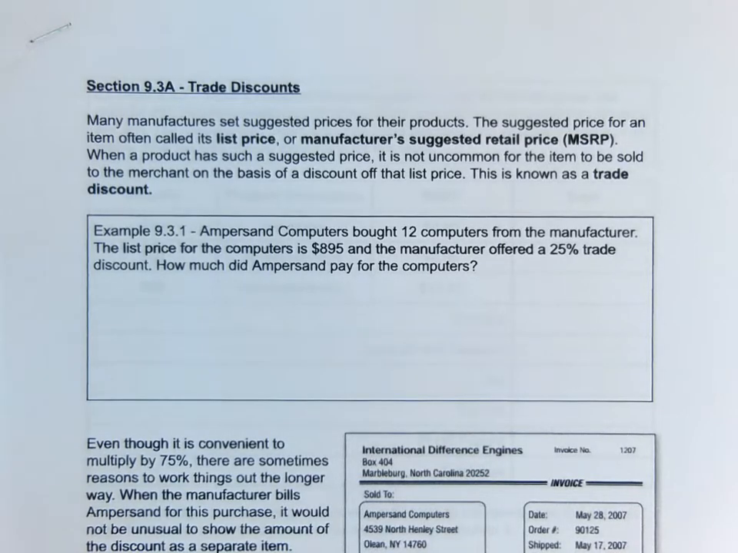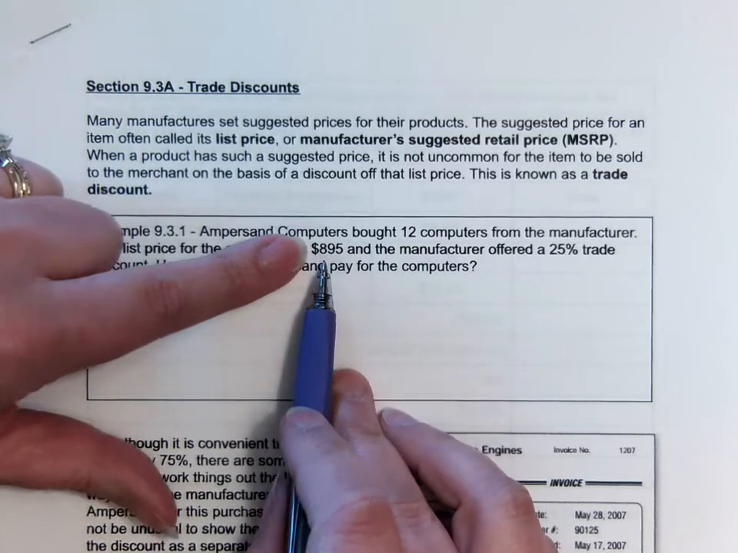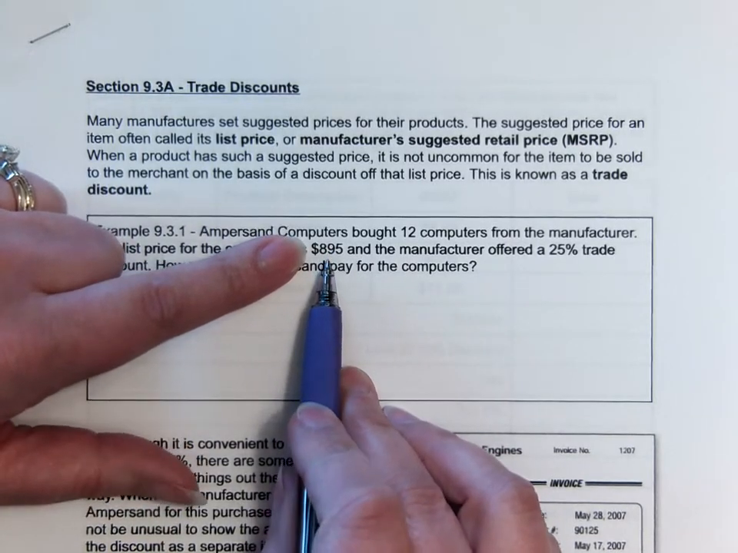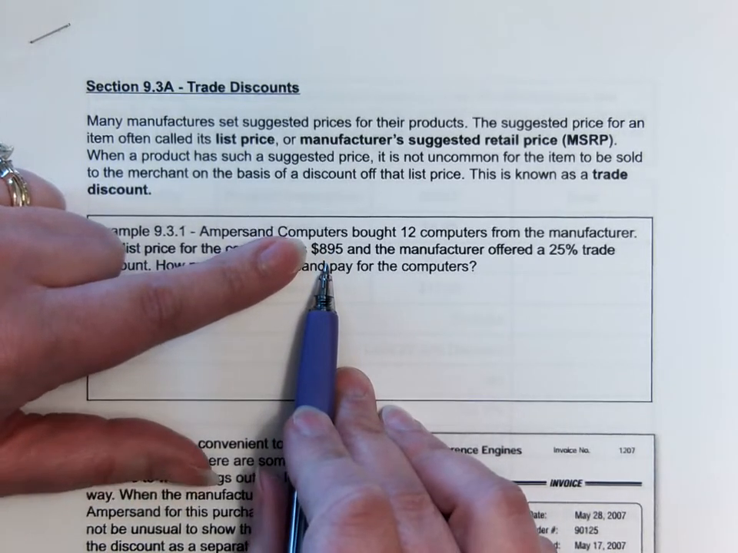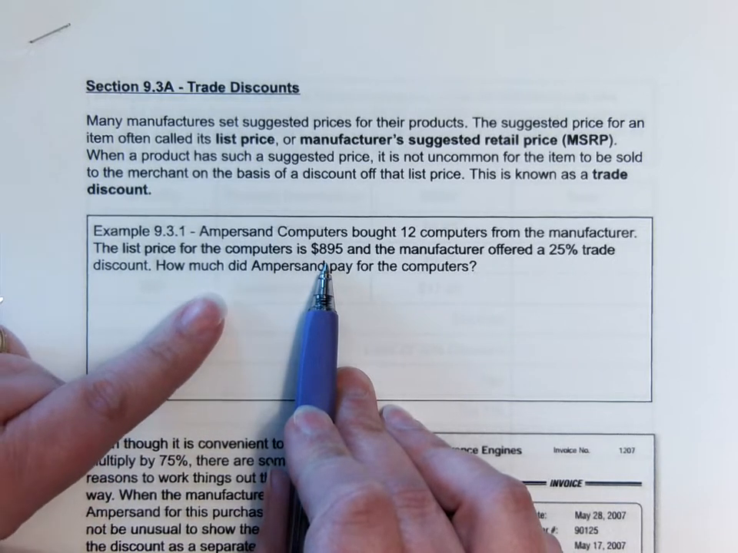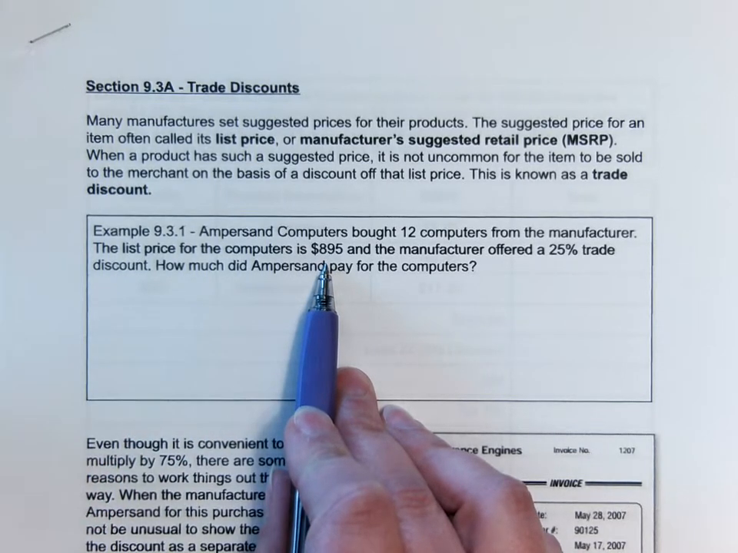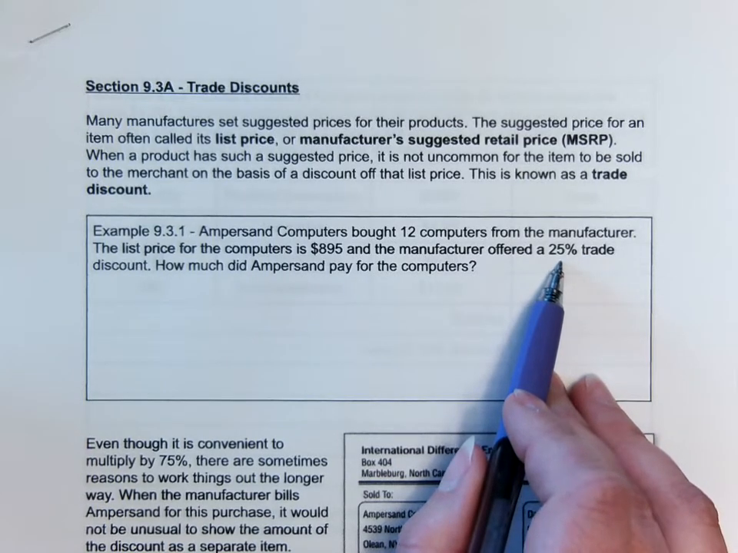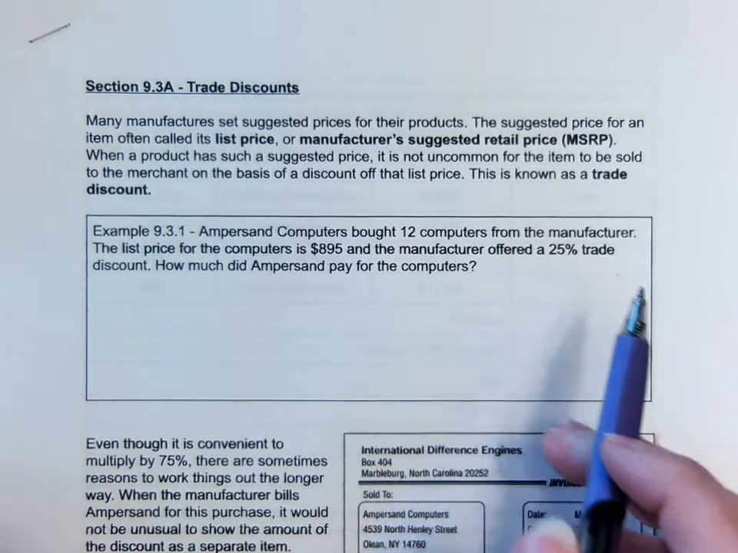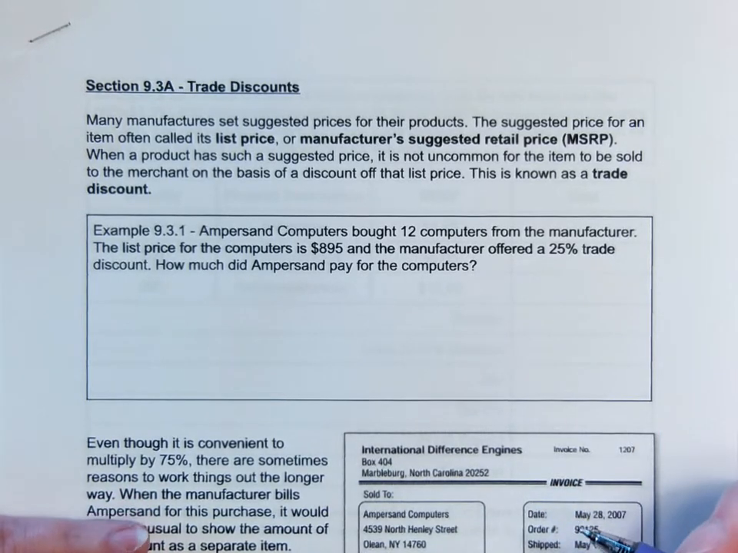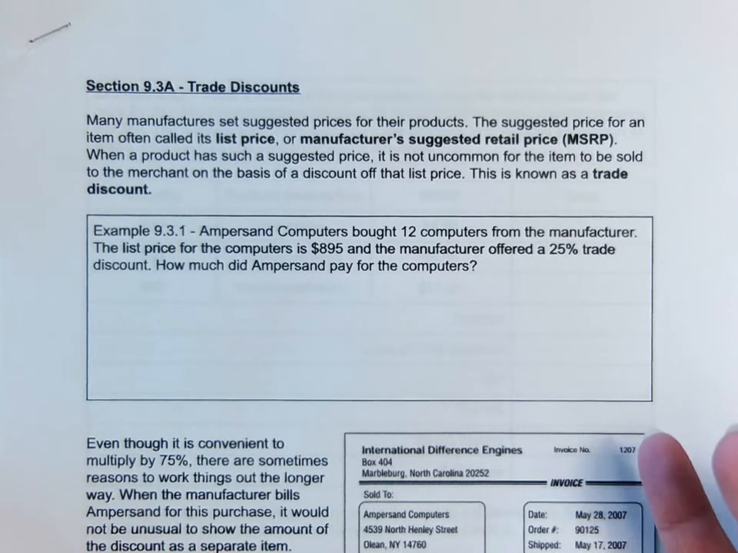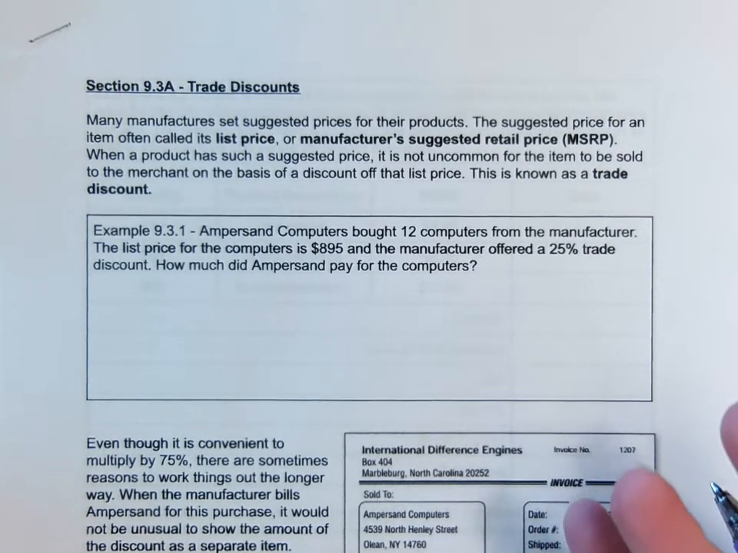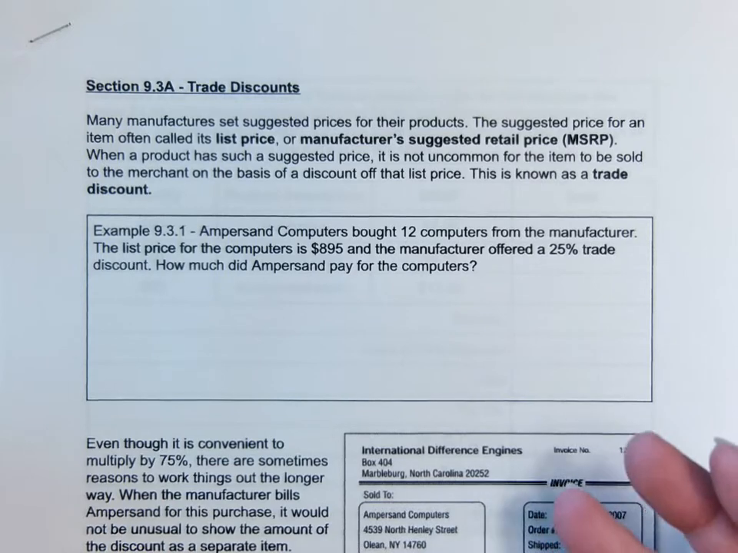So, what we're going to do is, that's how much we would pay if we went to the store to buy the computer. But for the company to purchase the computer from the manufacturer, they're going to pay 25% less than that, so they can make a 25% profit. So we're going to find what that trade discount price is, or basically their cost. So a trade discount is kind of like a cost.